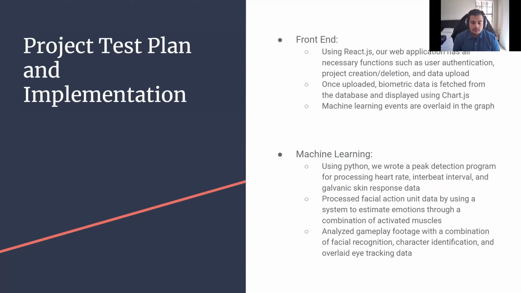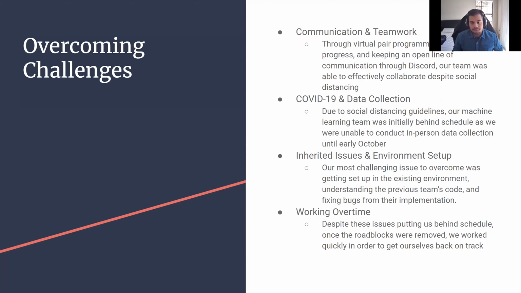The other major component is machine learning, which uses Python. We wrote a peak detection program for processing heart rate, interbeat interval, and galvanic skin response data. It also processes facial action unit data by using a system to estimate emotions through a combination of activated muscles. We also analyze gameplay footage with a combination of facial recognition, character identification, and overlay eye tracking data.